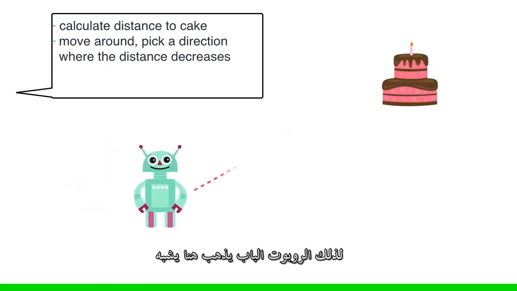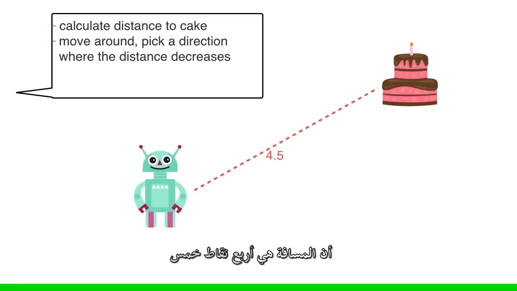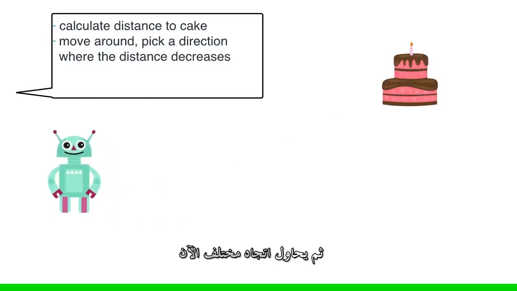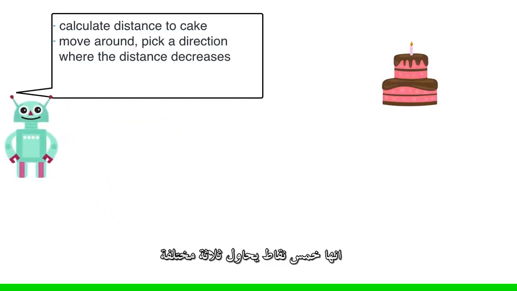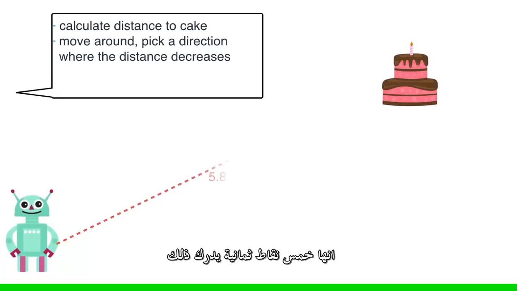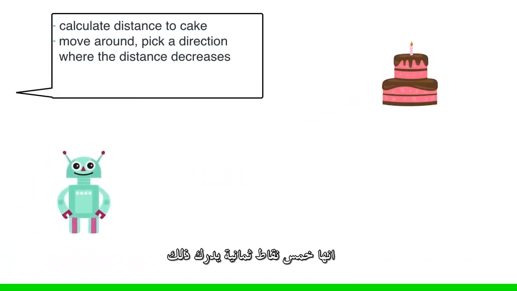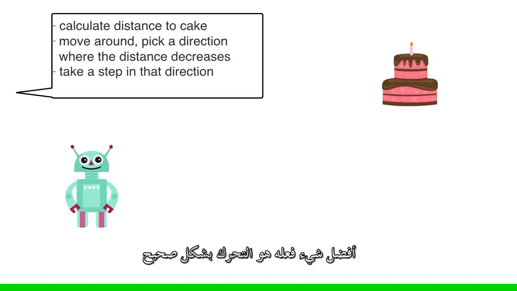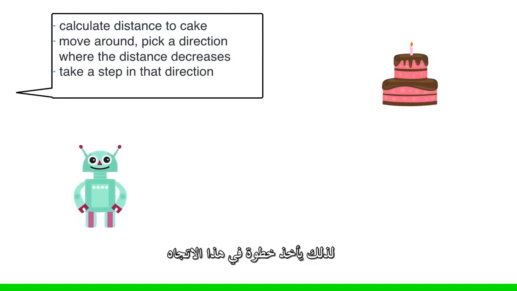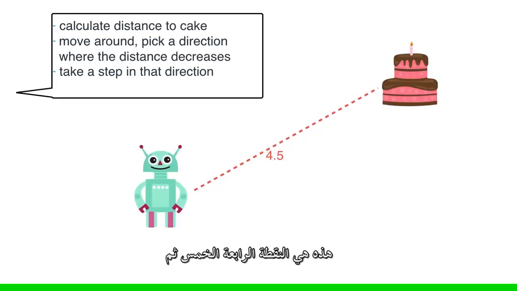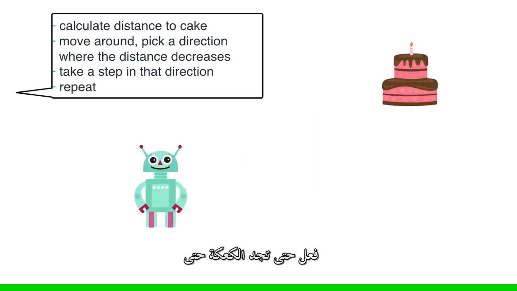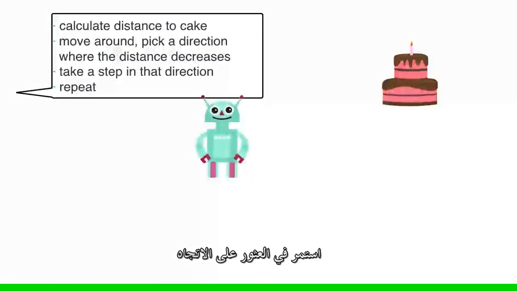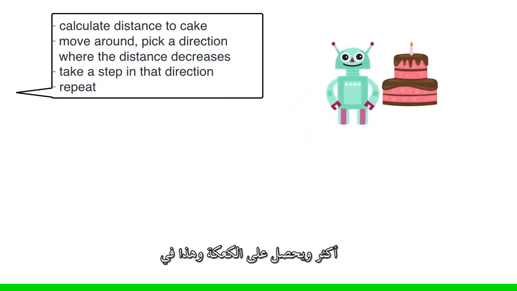So the robot goes here, looks at that the distance is 4.5, then tries a different direction. Now it's 5.3, tries a different direction. It's 5.8, so it realizes that the best thing it could do was to move right. So it takes a step in that direction. This is the 4.5. And then the next instruction is repeat what you just did until you find the cake. So the computer is going to look around itself, keep finding the direction that minimizes the distance the most, and gets to the cake. And this is in a nutshell what machine learning is.